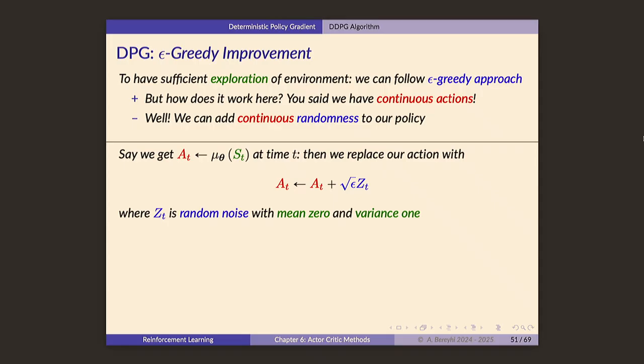If I have one action and I want to do epsilon greedy improvement, the thing that I can do is add up a bit of noise, right? So my action tells me.